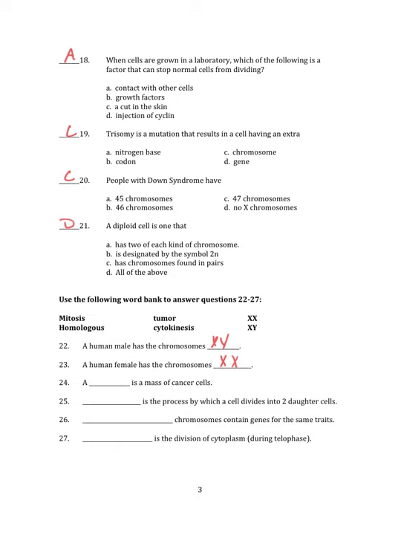Number 24 says a tumor is a mass of cancer cells. So when you have that group of cells that are growing more quickly than their neighbors, that's called a tumor.